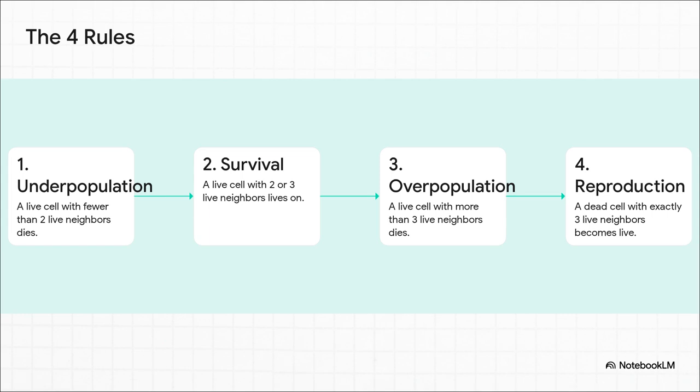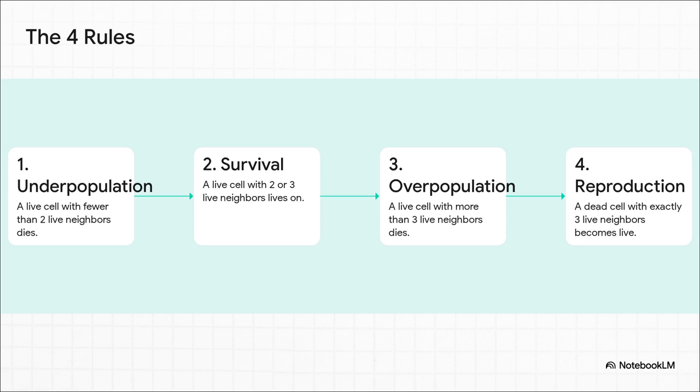Okay, here they are. It's all about little cells on a grid. Rule number 1, underpopulation. A living cell dies if it has fewer than 2 neighbors. You could say it dies of loneliness. Rule number 2, survival. If a live cell has 2 or 3 neighbors, it's perfect. It survives to the next generation. That's kind of the sweet spot. Rule number 3, overpopulation. A live cell with more than 3 neighbors dies. It just gets too crowded.